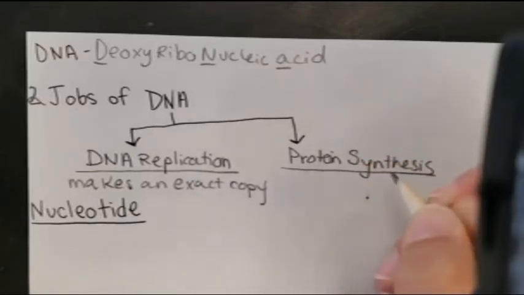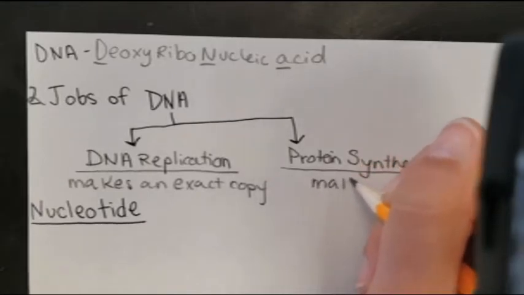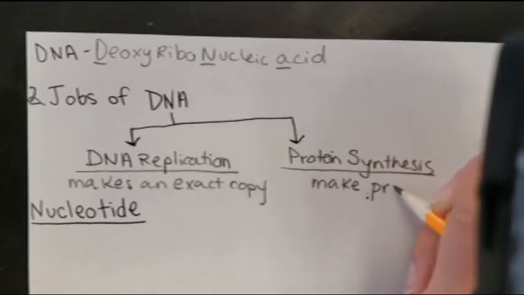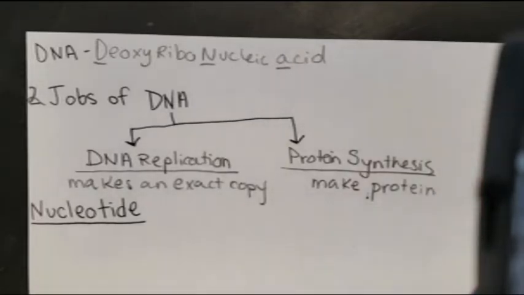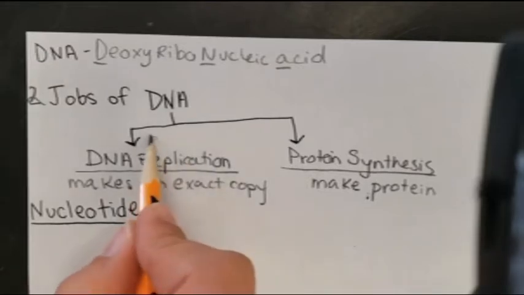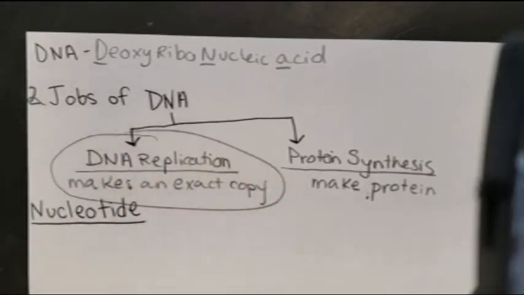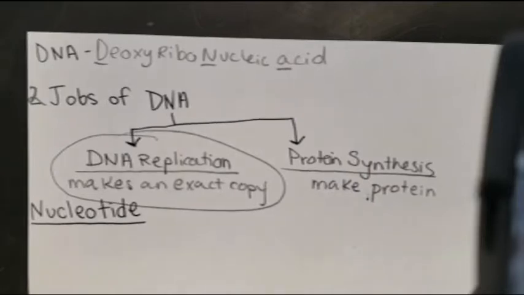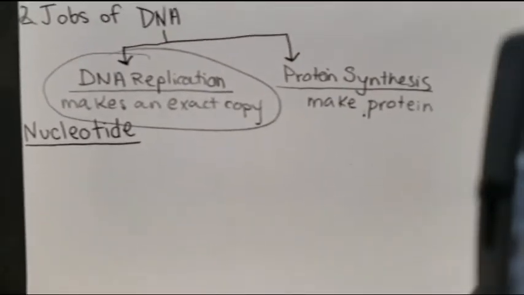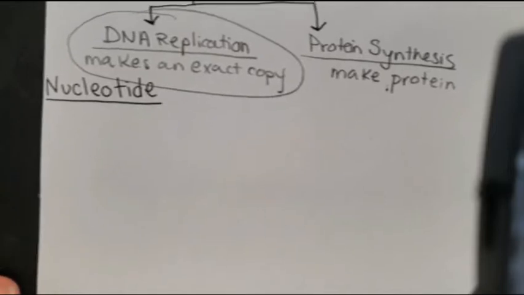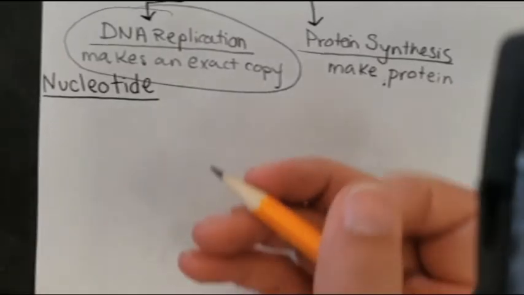And this is where we make proteins. Synthesis means to make. And what are we making? Proteins. So right now we're going to be focusing on this one right here, DNA replication, making an exact copy of DNA. So this is important because we need this every time that our cells divide. When our cells divide, we need to double all of the DNA inside of it in order for it to have two cells that have the same DNA, right? We want all of our cells to be the same.